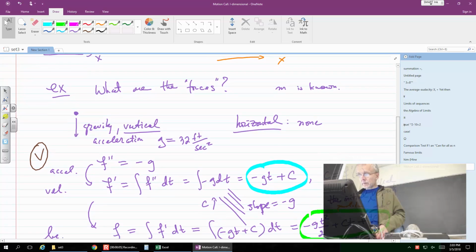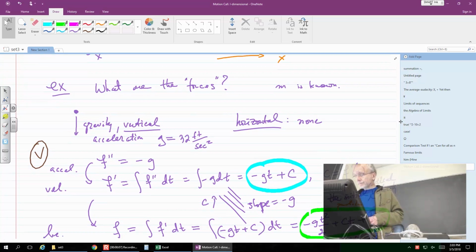Let's review. We're talking about just a very simple motion, and you saw it before in Calculus 1, but it was by design or by necessity. It was only one-dimensional, so either moving horizontally or vertically.